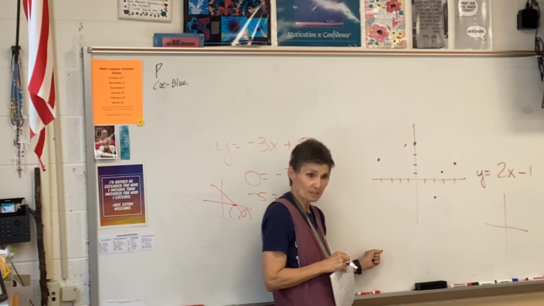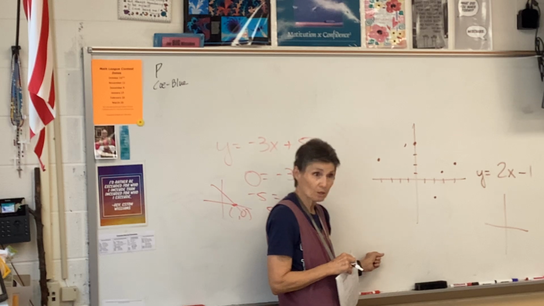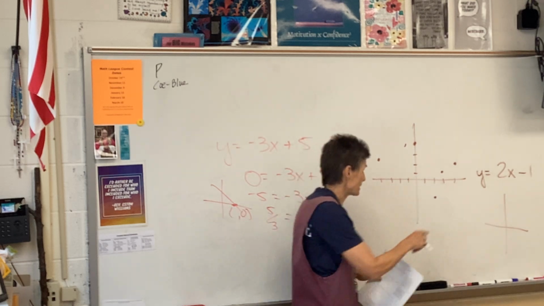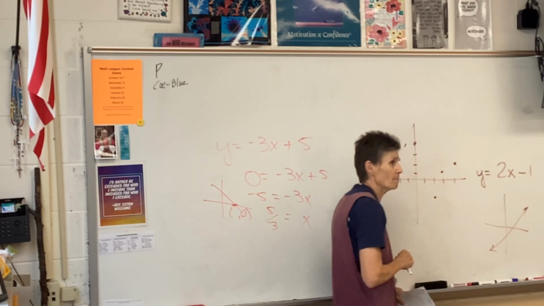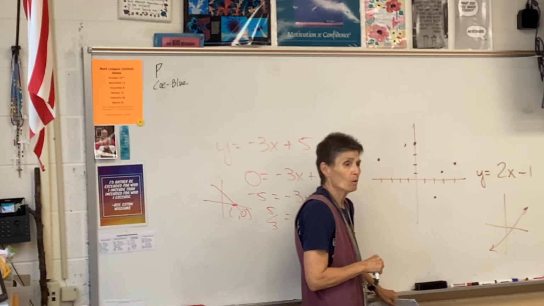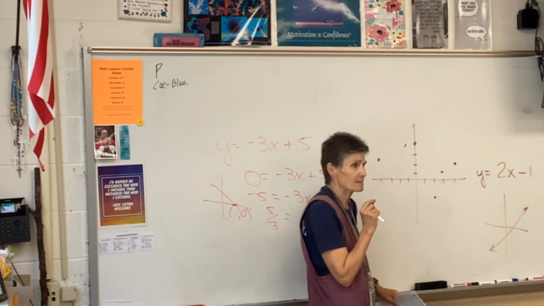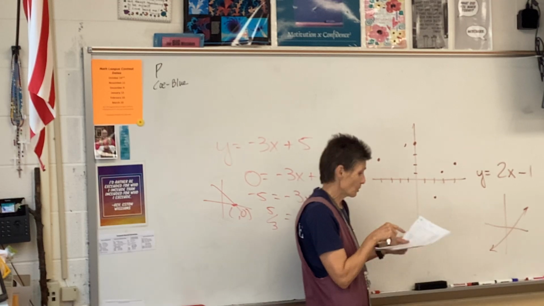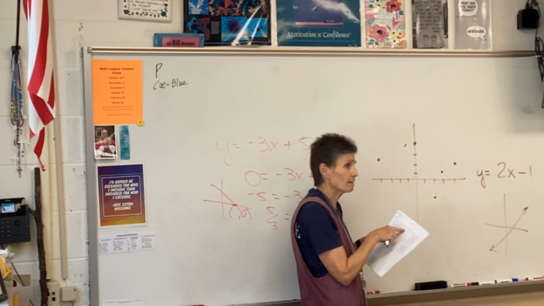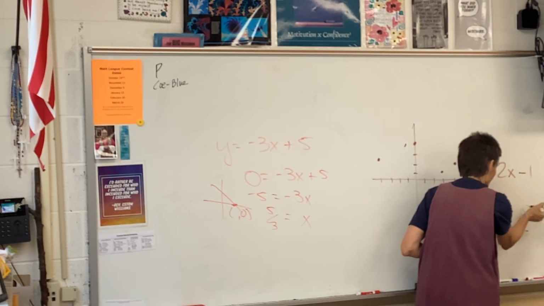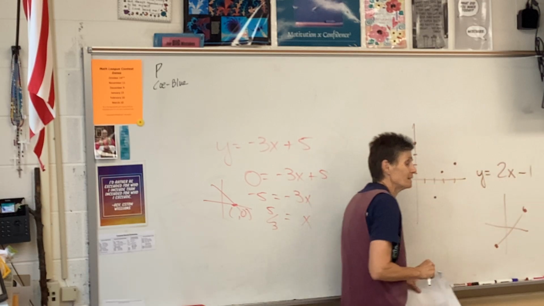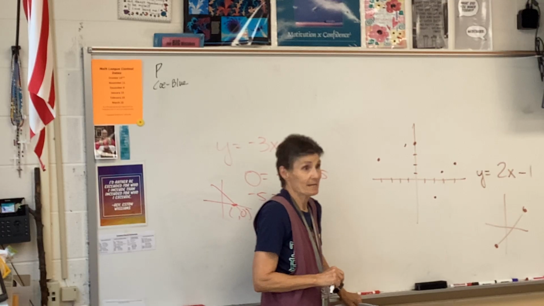All right, I apologize for that confusion. Number 1 should be connected. By the way, this is a line. Should there be arrows on the end? Some of you put arrows on the end. No, because aren't we given a definite start and stop point? We're starting at negative 3 and stopping at 3. So you should connect them, but it should be a segment, not a line.